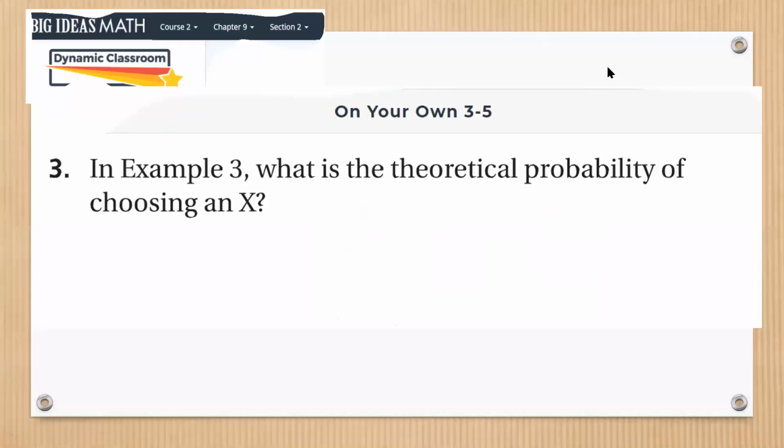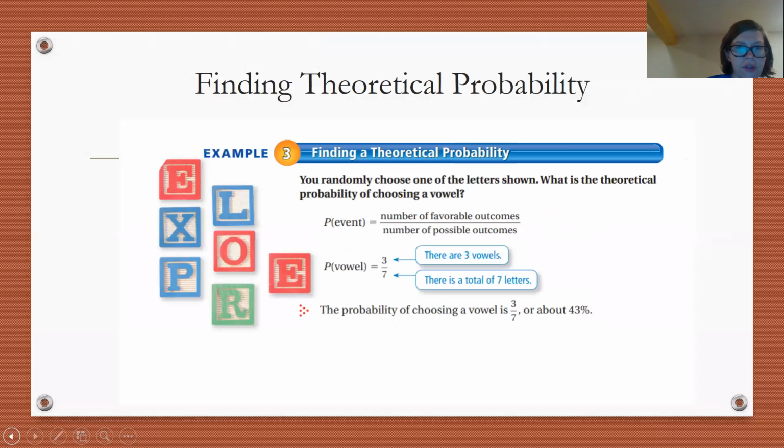All right, so we are back and we're going to look at an on your own problem from Big Ideas Math. We're going to look at on your own problem number 3, which says in example 3, what is the theoretical probability of choosing an X? So we need to go back and look at example 3, which is here. Let's look and see how many X's do we have? It should only be 1, right? And then we need to know our total number of possible outcomes. And we have 1, 2, 3, 4, 5, 6, 7. So you need to remember 1 and 7.